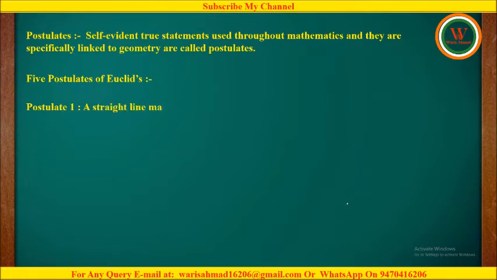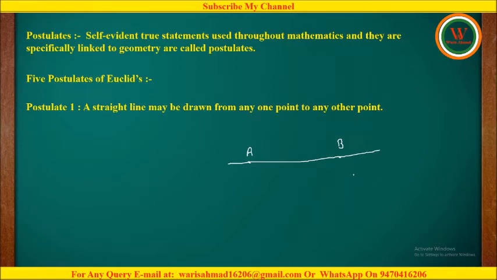A straight line may be drawn from any one point to any other point. For example, suppose we have a point A and a second point B, then we can draw a straight line passing through these 2 points.